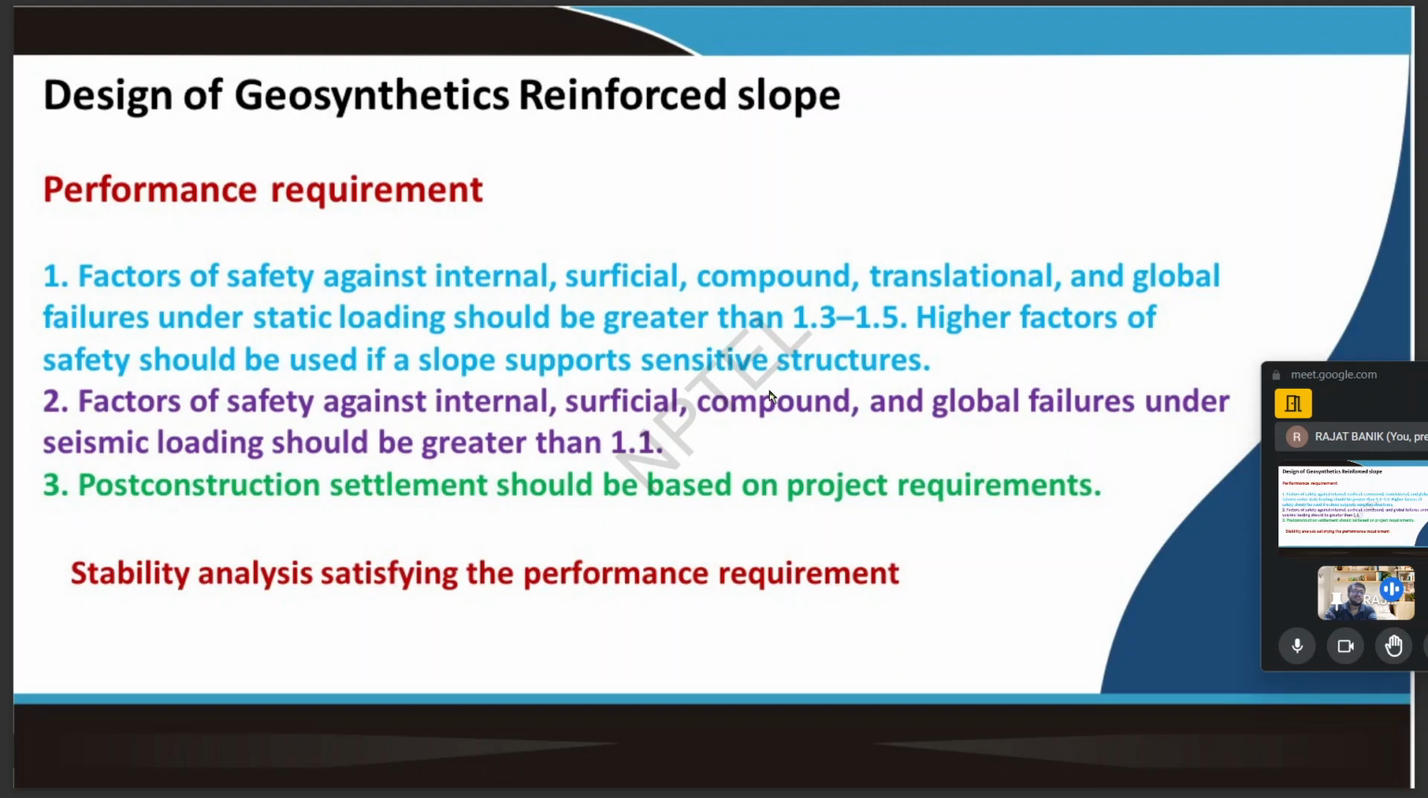Factor of safety against internal, superficial, compound, or global failure under seismic loading should be greater than 1.1. Post-construction settlement should be based on project requirements. Stability analysis satisfying the performance requirement. So these are the points which you need to consider in the design of the geosynthetic reinforced slope for performance requirement.